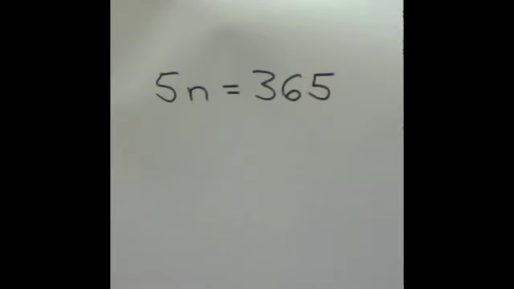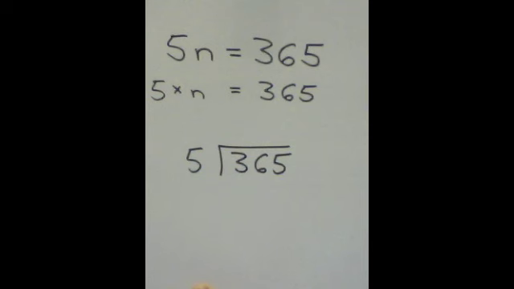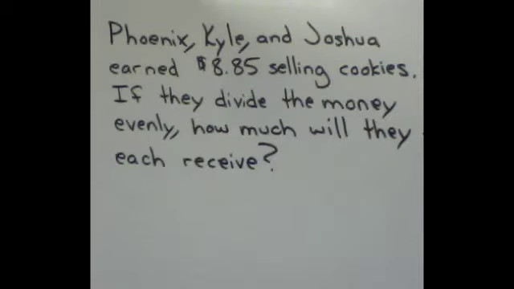This is a type of missing number problem that we need to use division to solve. Remember that when we have a number and a letter next to each other, it means we're going to multiply them. So we have to divide 365 by 5 to find out what n equals. Our answer is 73 with no remainder, so n equals 73. This is our last example.